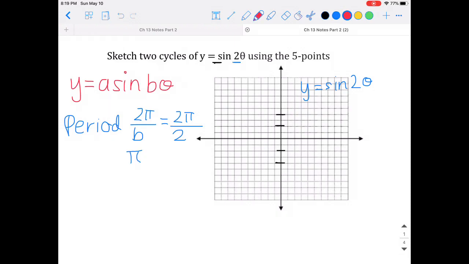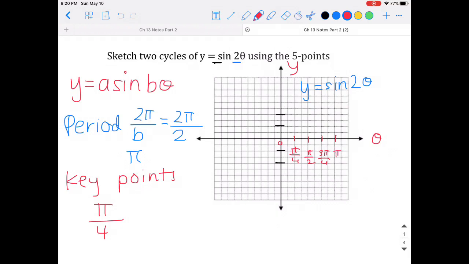Now to figure out the intervals between our key points, we then divide the period by 4. So pi divided by 4 doesn't simplify any further. So along our theta axis, we're going to be moving in intervals of pi over 4. So we have 0. Our first point is pi over 4. Our next point, add pi over 4, we get pi over 2. Our next point is 3 pi over 4. And then we have pi.